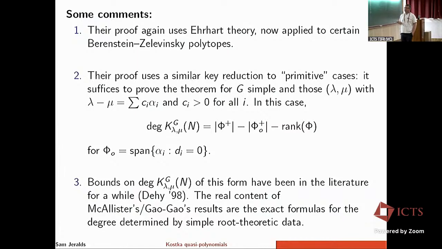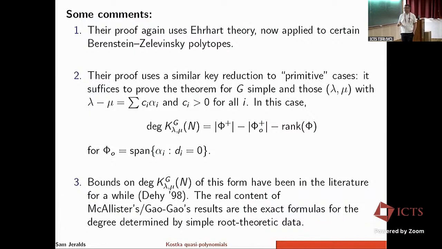Another thing to say is that this particular formula has appeared before. As a bound on the degree, this has been in the literature for a while. So there's this paper of Day in '98, which used Ehrhart theory, again, for polytopes coming from the Littelmann path model in a much more general setting, but only hit this as a bound. So there's no other place in the literature that we could find where you get actual equalities, and conditions on when you get actual equalities for the degrees. But as a bound, these have been around for a while.